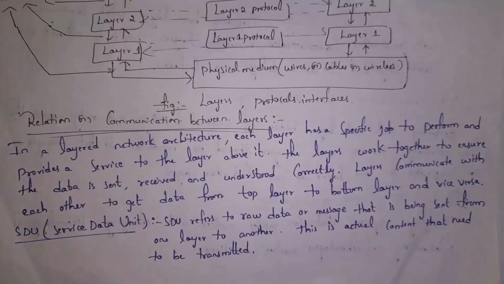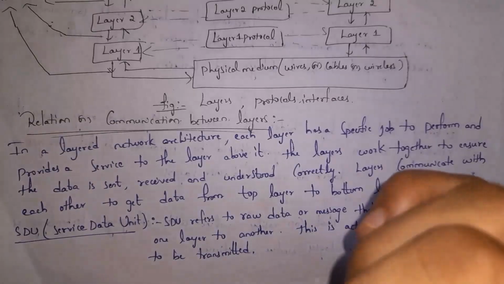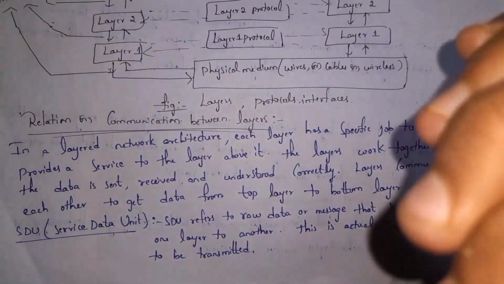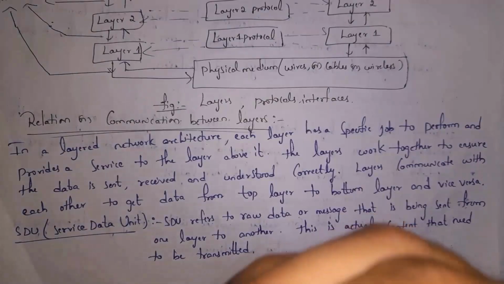Next I will explain communication between layers, or we also call it the relation between layers. Guys, I already said before, in layered network architecture, each layer will perform certain tasks. And whatever task is done by one layer, that work is useful to the above layer. So whenever a person sends a message, that message is passed through various layers.